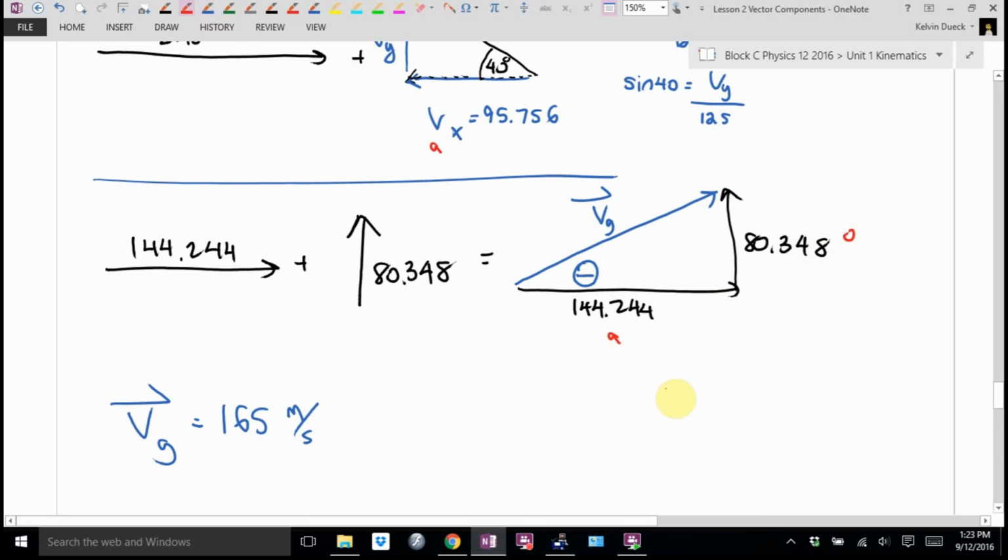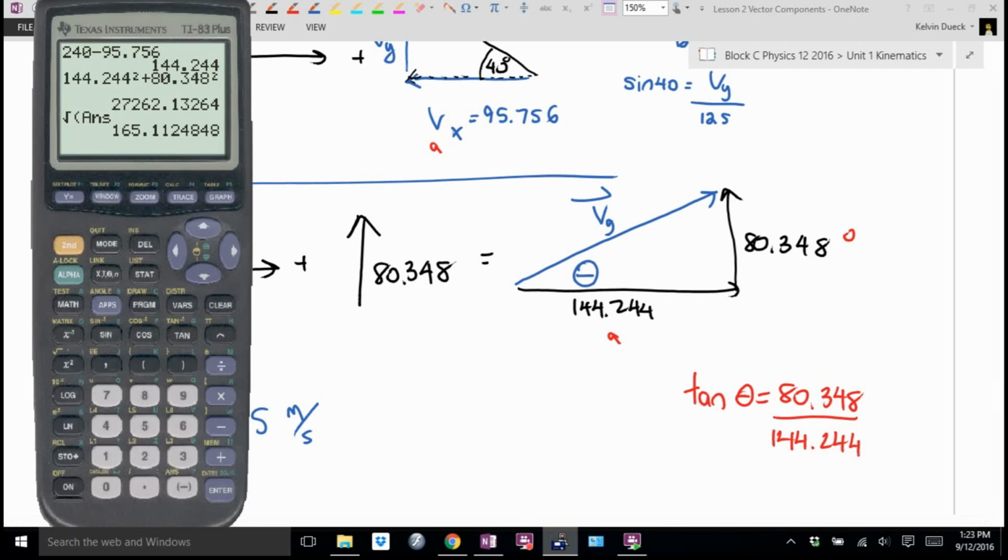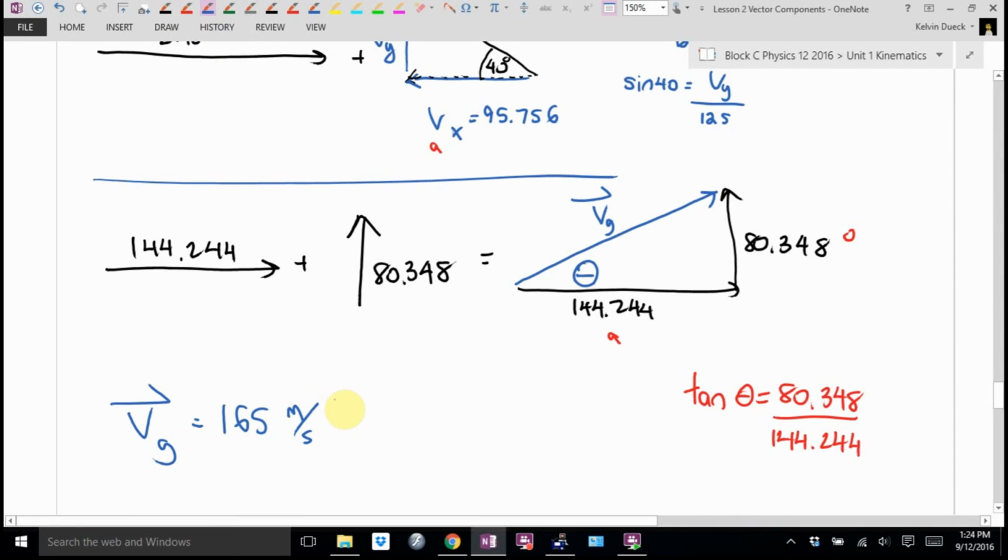Then it's opposite, adjacent, so tan of the mystery angle is 80.348 over 144.244. That gives 29.1 degrees. North of south, east of west, what of what? I think it's north of east.